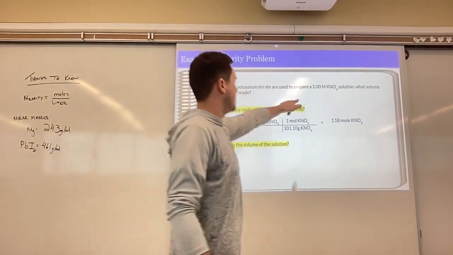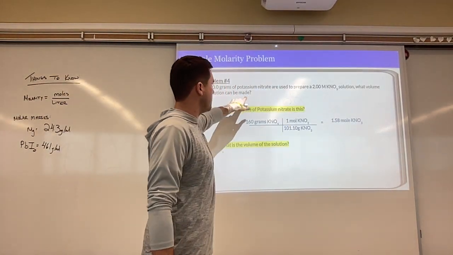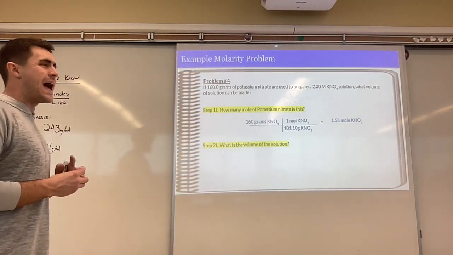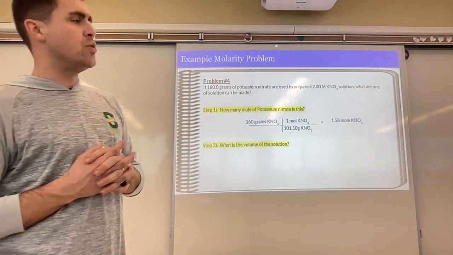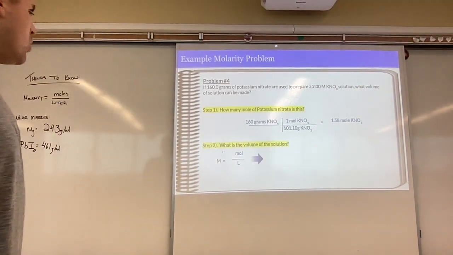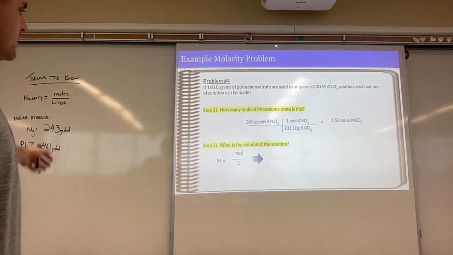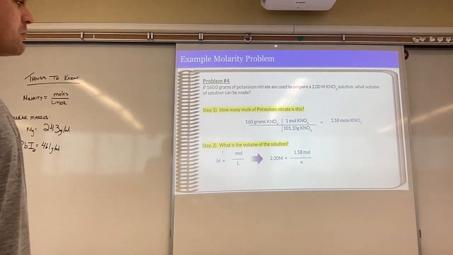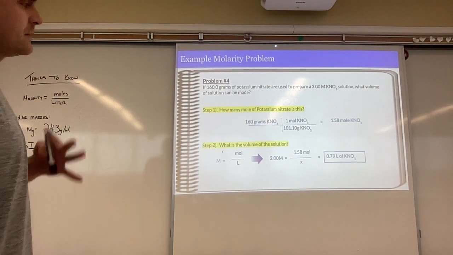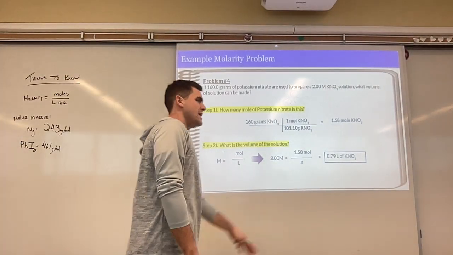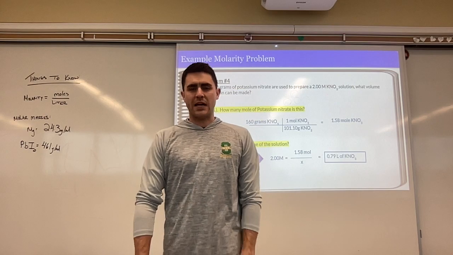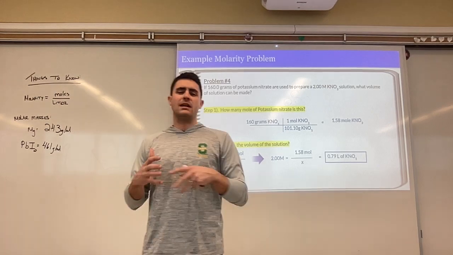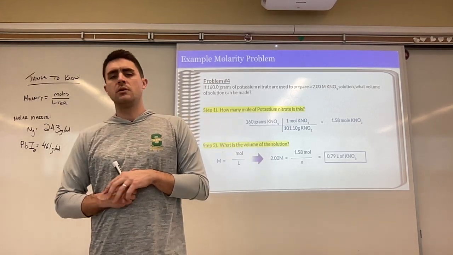Because that's the question I had to begin with, was what volume of solution can be made if I use 160 grams? So if I have 1.58 moles, how much of that 2 molar solution can I make? And we use our mole over liter equation for molarity. We find that 1.58 moles over some volume, x, is equal to 2 molar. We solve for x, do some cross multiply divide thing, and we end up with 0.79 liters. This is the amount of potassium nitrate solution that I can make if I only have 160 grams of potassium nitrate, and I want to keep that concentration of the solution at 2 molar.